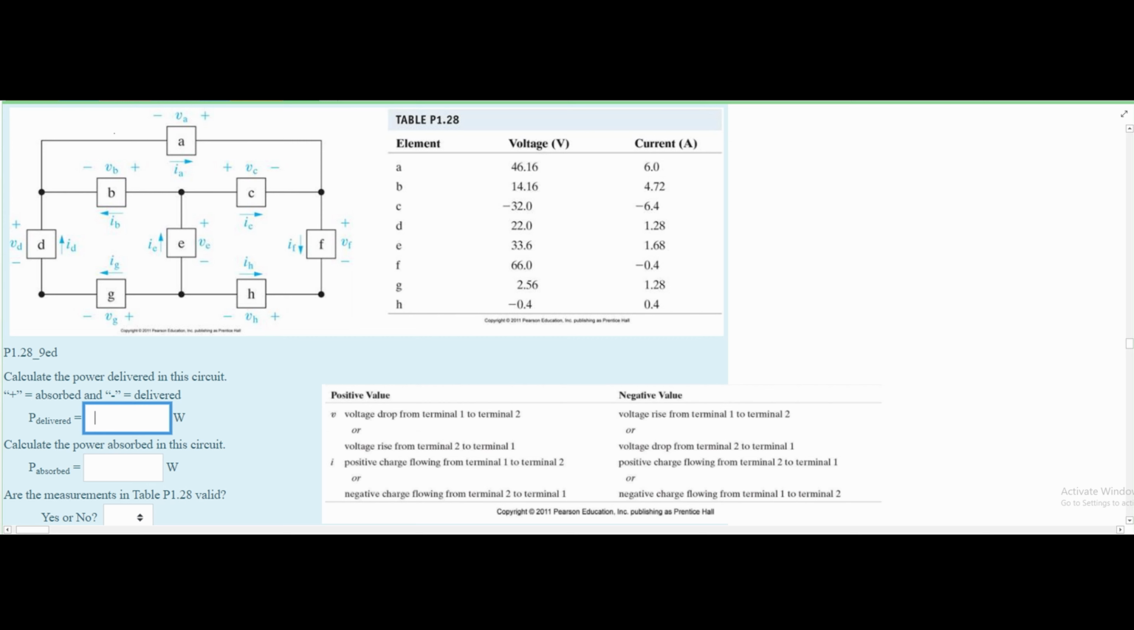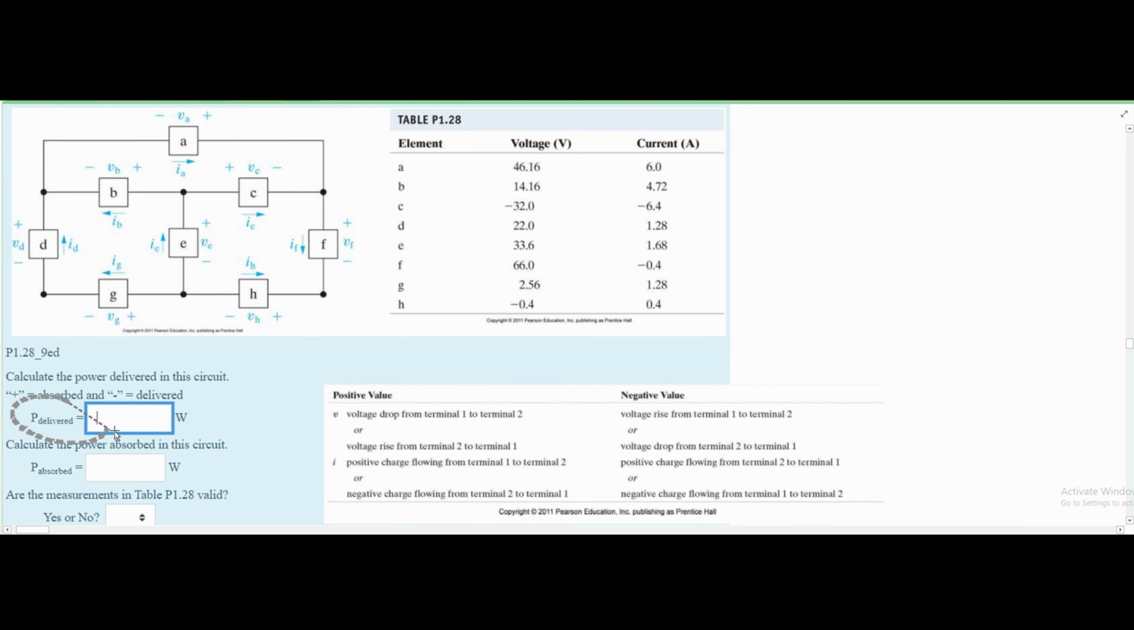In this problem, we are given this diagram right here. We are also given this table right here. Then we are asked to calculate the power derived in this circuit. This right here is our circuit, and these are the voltages and currents that flow through each circuit.